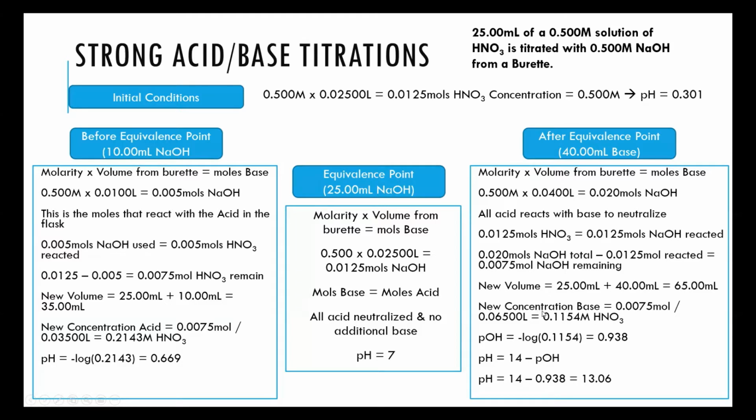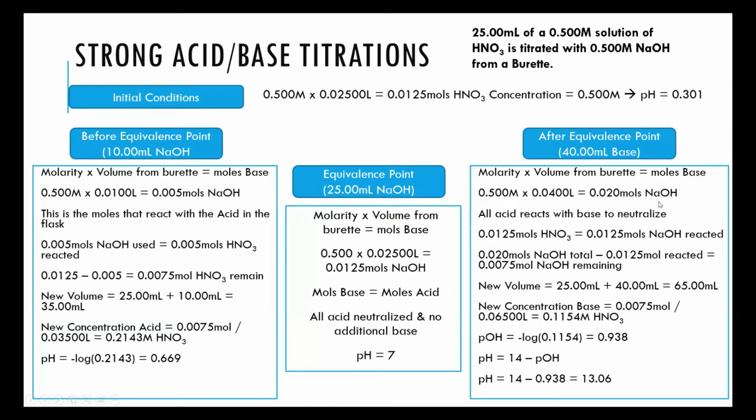So we could solve for the concentration of this sodium hydroxide. We have the moles and we have the volume. The concentration of the sodium hydroxide is 0.1154 molar sodium hydroxide. This is a typo.